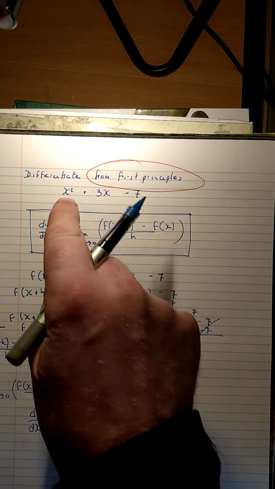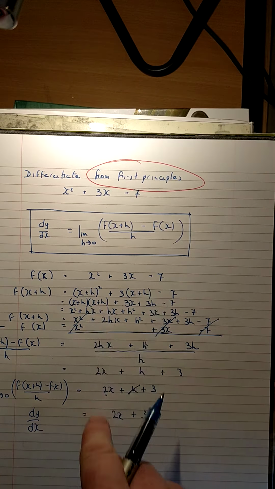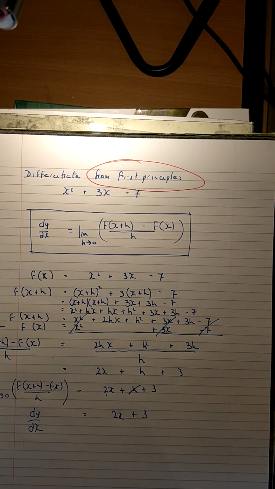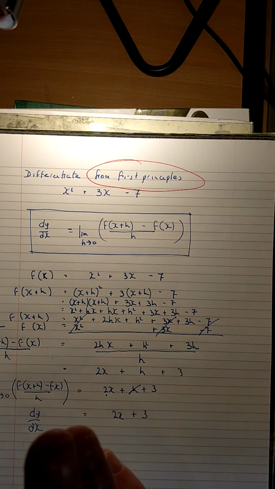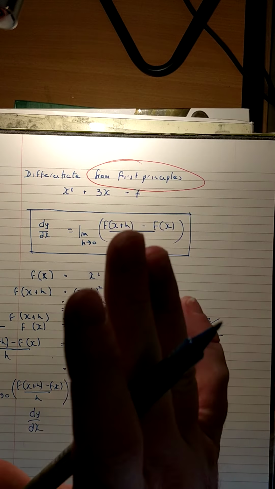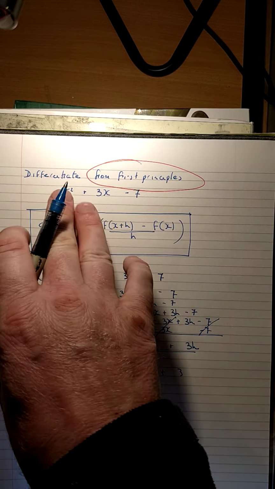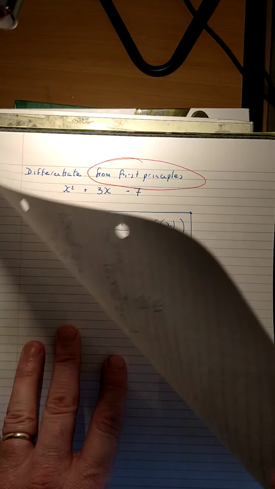Now from your rule, we know what the answer should be. x squared is 2x, plus 3x is 3, 7 disappears. We have the correct answer. And we're done. That's how you do it. Now, I'm going to do one more, where we put in a minus to make things look a bit more interesting.